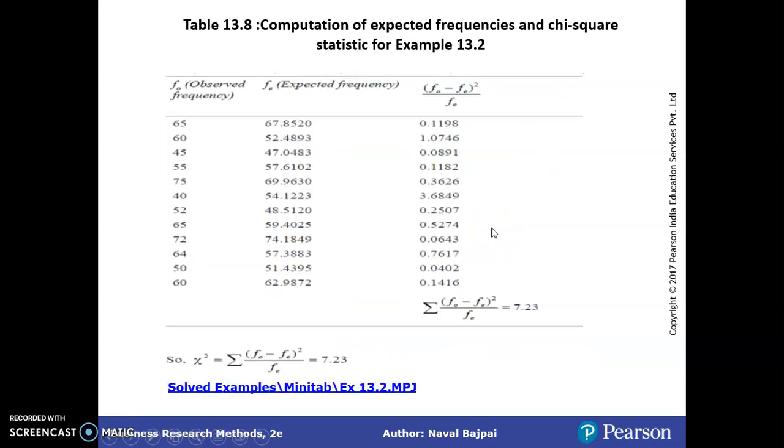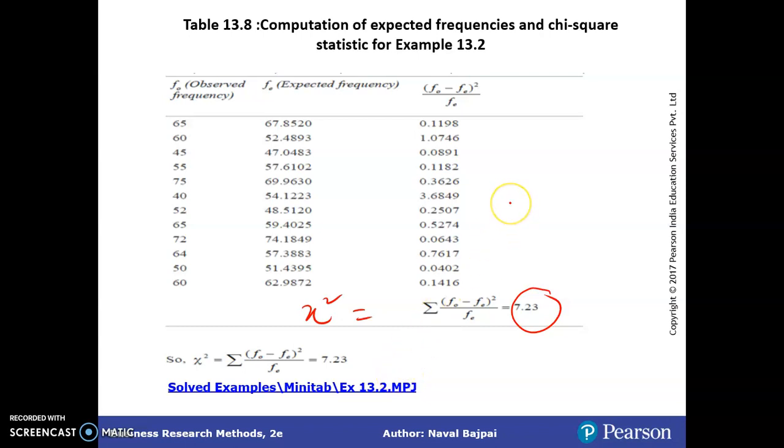Then it is added. So now we have the observed frequency and expected frequency, we calculate based on this formula and add all these things. We get the value 7.23. So this is the first step to calculate the chi-square statistic. We got this value as the chi-square value.